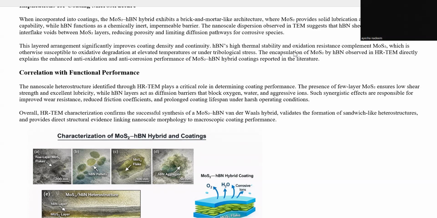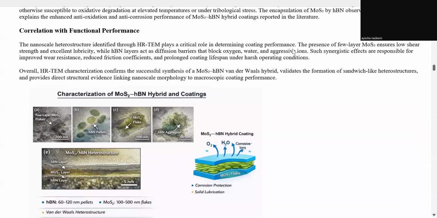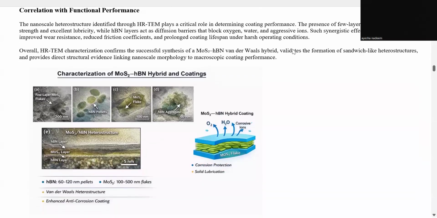Overall, HRTEM characterization confirms the successful synthesis of molybdenum disulfide and hexagonal boron nitride van der Waals hybrids, and it validates the formation of sandwich-like heterostructures and provides direct structural evidence linking nanoscale morphology to macroscopic coating performance. Here are some of the characterizations of molybdenum disulfide and hexagonal boron nitride hybrid coatings.